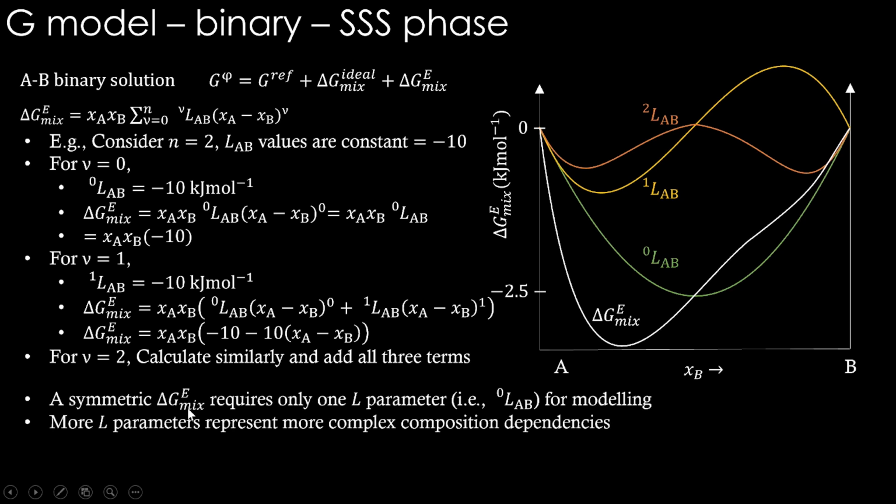A symmetric delta GE mix requires only one L parameter, that is LAB 0, for modeling. But if we add more L parameters, they represent more complex composition dependencies such as this. So you can see from left to right, XB is increasing and delta G is varying in a very complex manner depending on the composition. Therefore, we need this many L parameters in order to capture that.